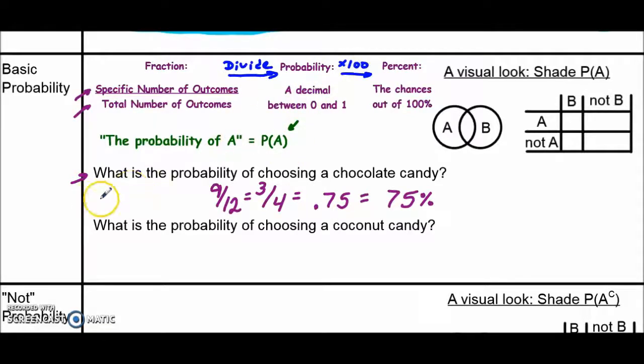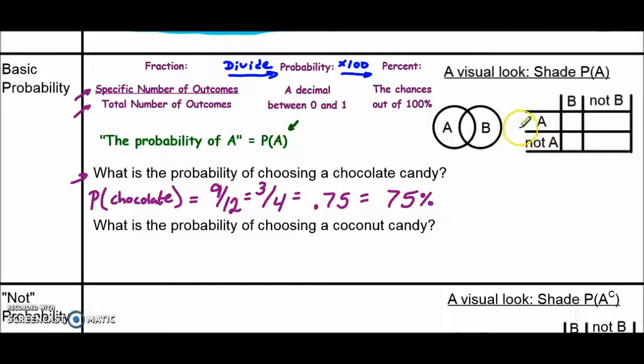So if I wanted to go back to our previous example, what was the probability of choosing a chocolate candy, I could have written P of chocolate, close parentheses, and that is the shorter way of writing the probability of choosing a chocolate candy.